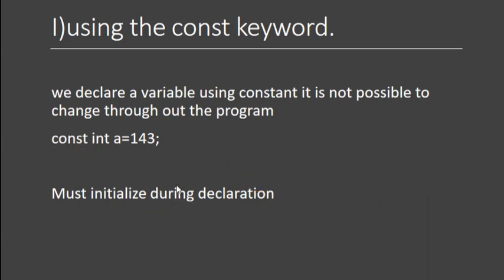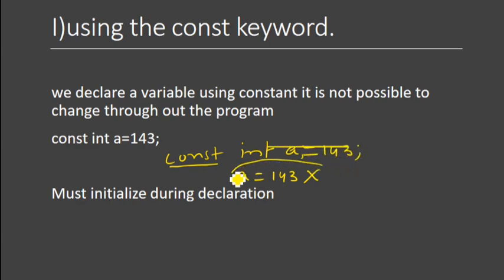Next, a constant must be initialized during the declaration. For example, I declare const int a but do not assign the value here, and later I assign the value 143. This is not accepted, because whenever we declare a constant, we need to assign the value immediately. If you assign it later, it will give an error. So it must be initialized during the declaration only.